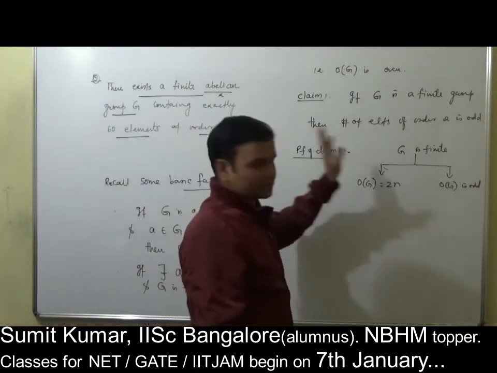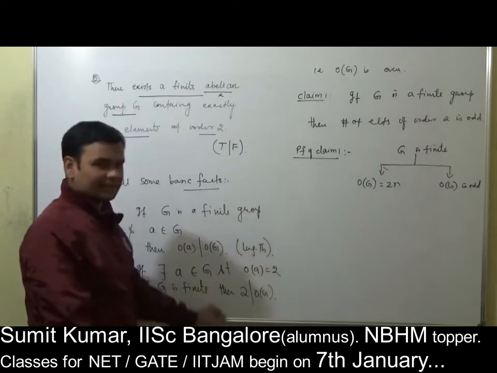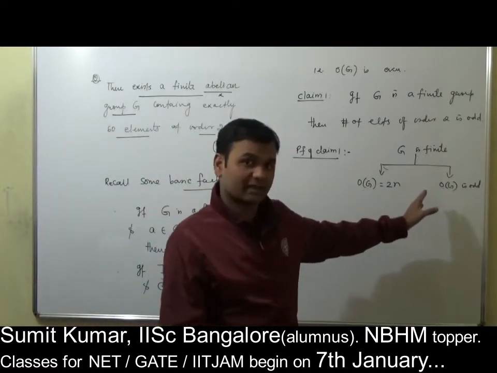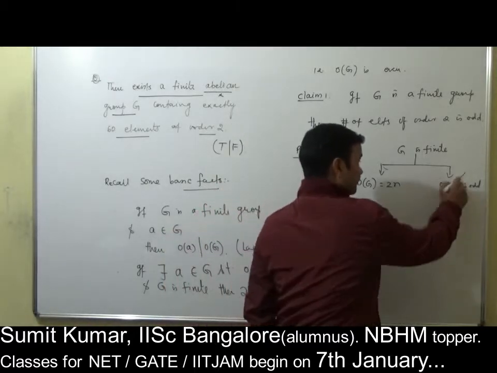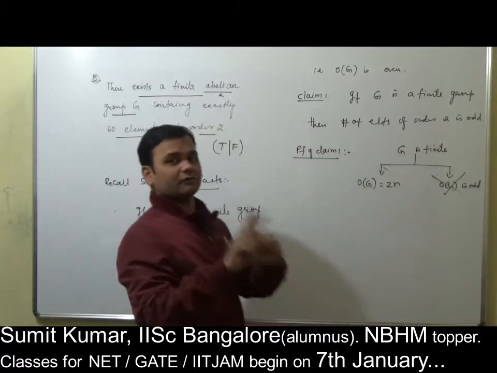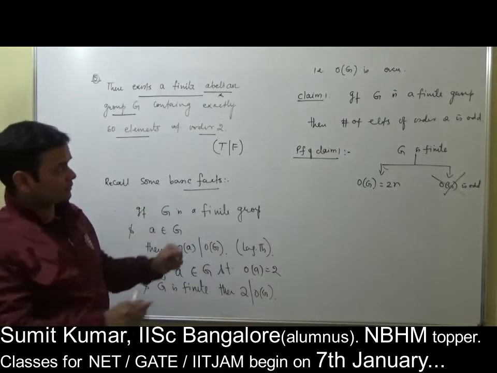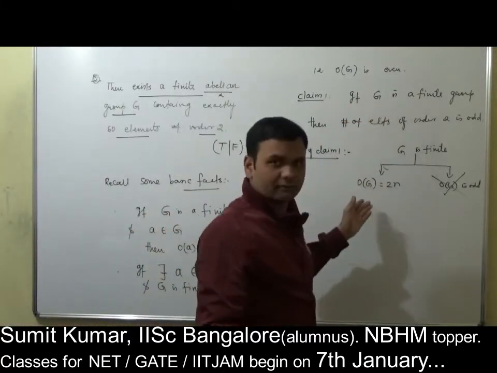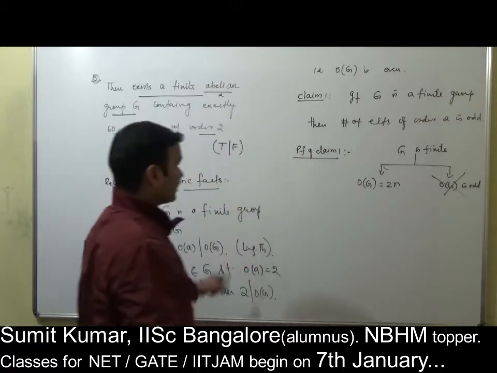The odd case is not possible, because if there exists an element of order 2, then 2 must divide the order of G by Lagrange's theorem. So this case is not possible. If you are looking for elements of order 2, G must be of even order. The first case is this, which is what I have written here.